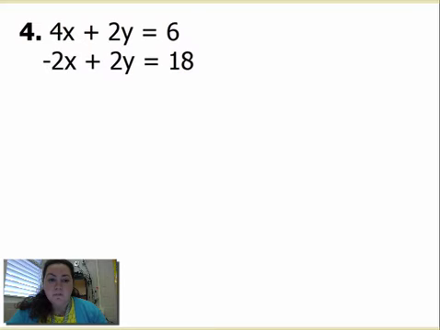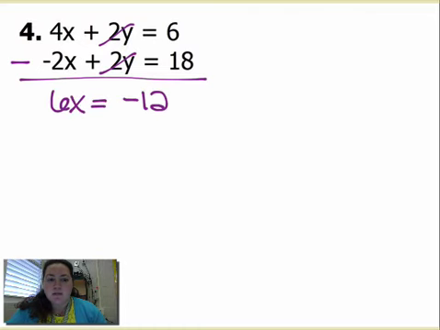Number 4. All right, so this time my y numbers have the same coefficient of 2. And I want to subtract one of them. Okay, if they're the same sign, like positive and positive, I'm going to subtract. If one's positive, the other one's negative, then that's when you'll add the second equation. All right, so my y's are going to disappear. They're going to subtract out. 4x minus negative 2x. So 4x plus 2x gives me 6x.